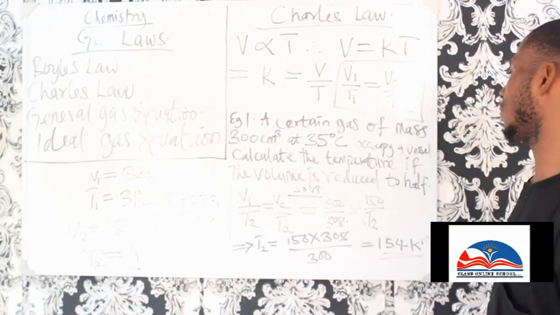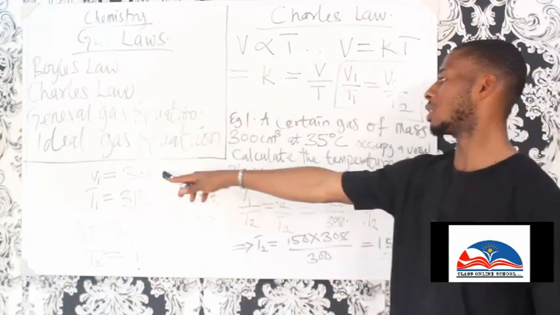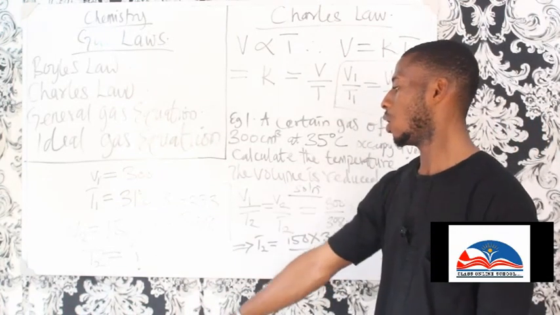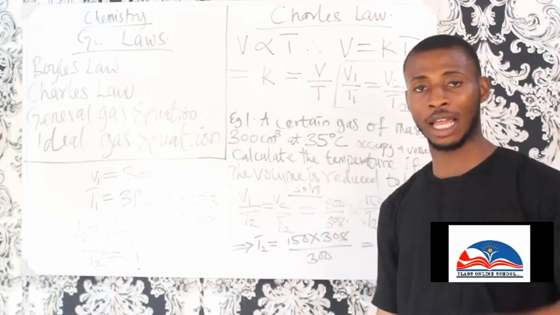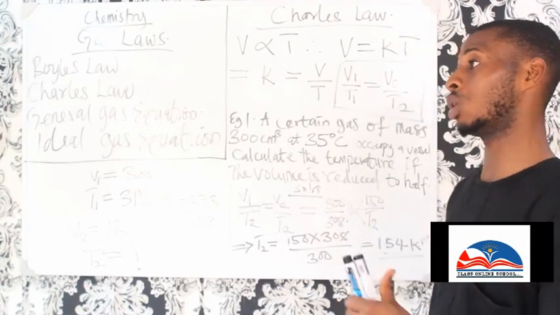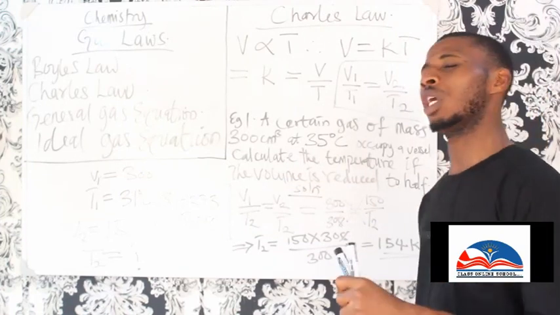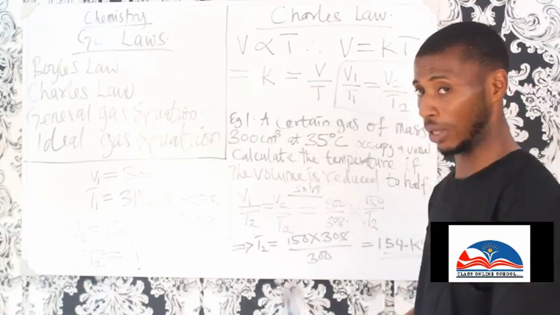Now, first things first, we need to put down our parameters. The first volume is 300. Now, we have temperature 1 and temperature 2. Temperature, as it stands here, we know is measured in Kelvin. It's not in degrees Celsius. Even though the question comes in degrees Celsius, we need to change it to Kelvin.